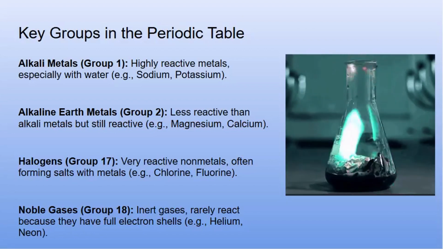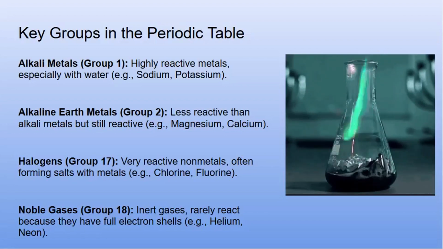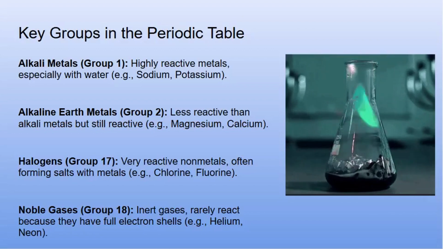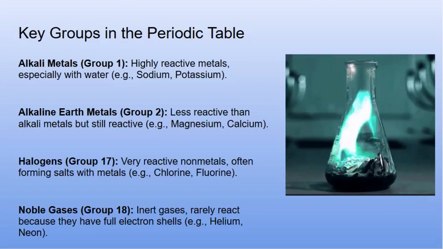Group 17 are also known as halogens. These are reactive non-metals like chlorine and fluorine. They love to form salts when they react with metals. Group 18 are noble gases. These are your chill elements like helium and neon. They rarely react with anything because they already have full electron shells. Understanding these groups will help you predict how elements behave in real-world reactions.